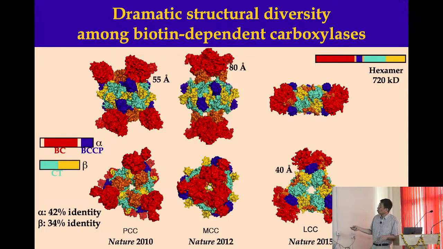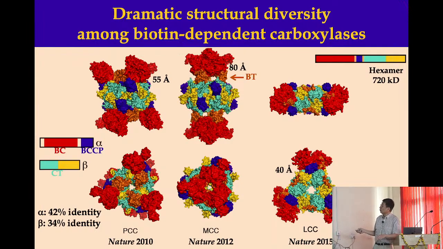So once we have these overall structures, we can measure the distance between the BC and the CT active sites. It's 55 angstrom for PCC, 80 angstrom for MCC, 40 angstrom for, well, LCC. I won't explain why it's called LCC. So this tells you, as I showed you earlier, the distance is very long for the biotin to go back and forth. So biotin is sitting on BCCP, which is this blue domain right here.